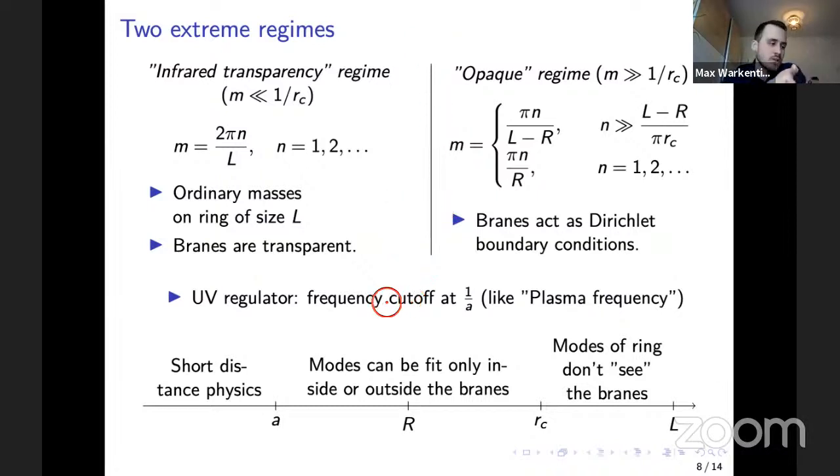Okay, and of course, to find a finite Casimir energy, we also have to add a high frequency cutoff, 1 over a. And this is the summary of the length scales involved in this system. And at the end of the day, of course, we want to send the high frequency cutoff to infinity and the system size to infinity, because this is the case we are interested in.